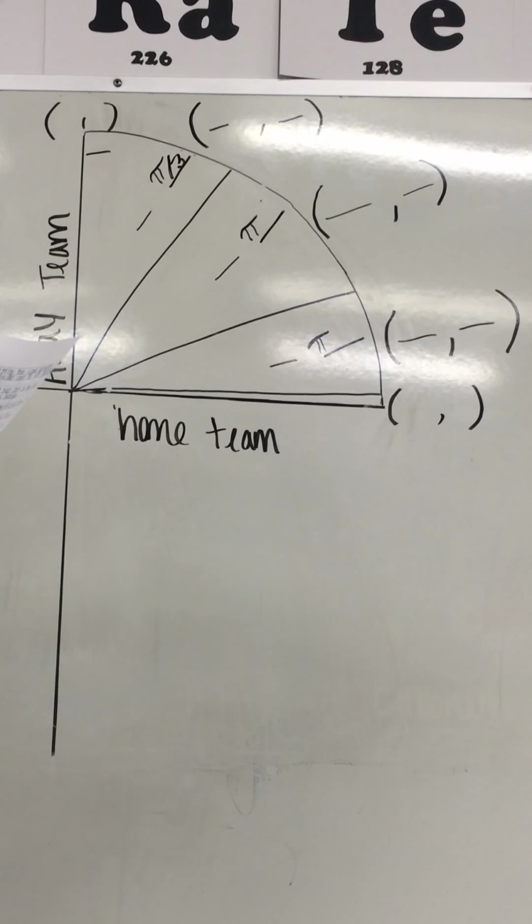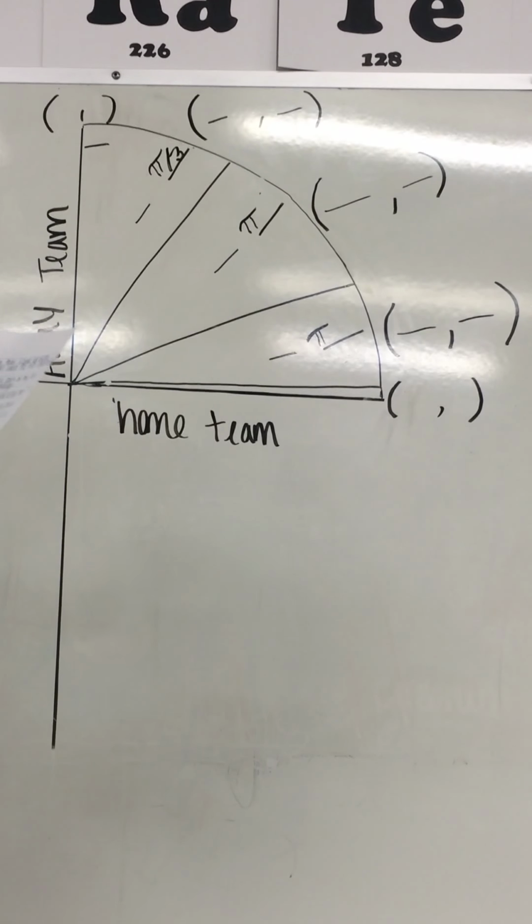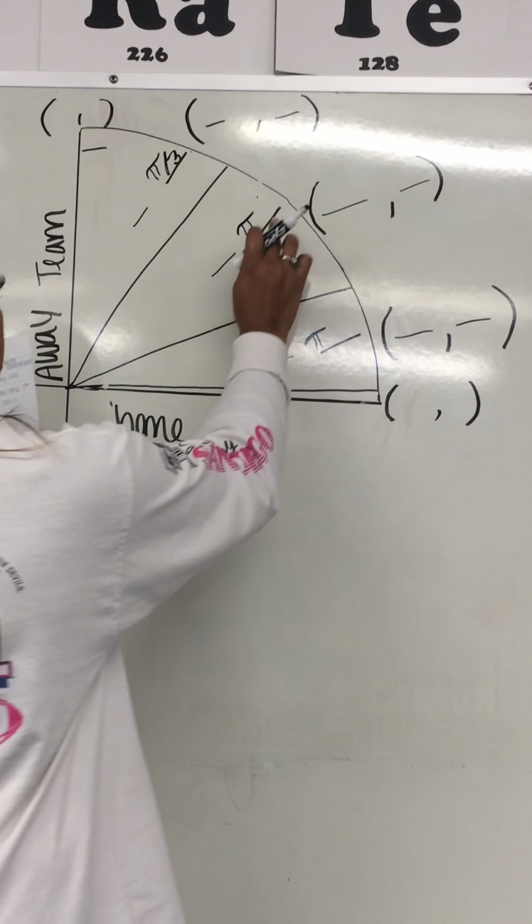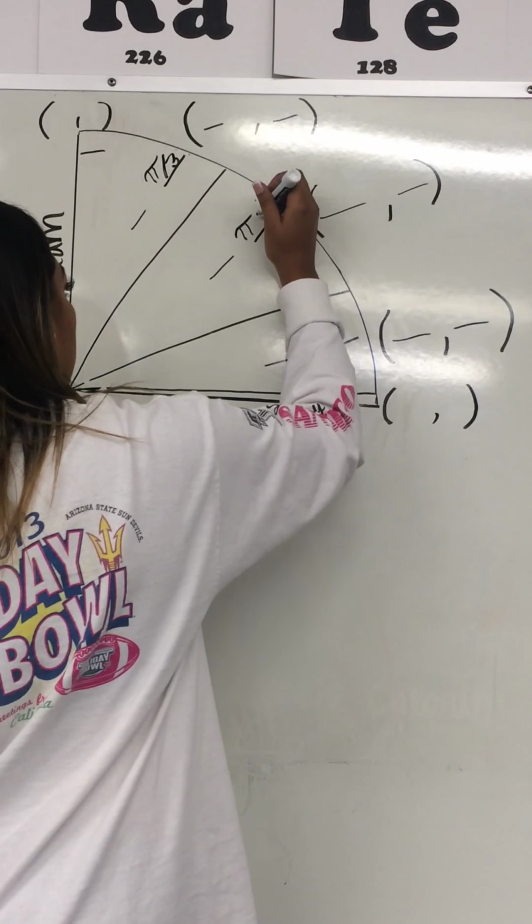Now center field is over home. We're going to put 4 after pi. See? Pi over 4, pi over home.